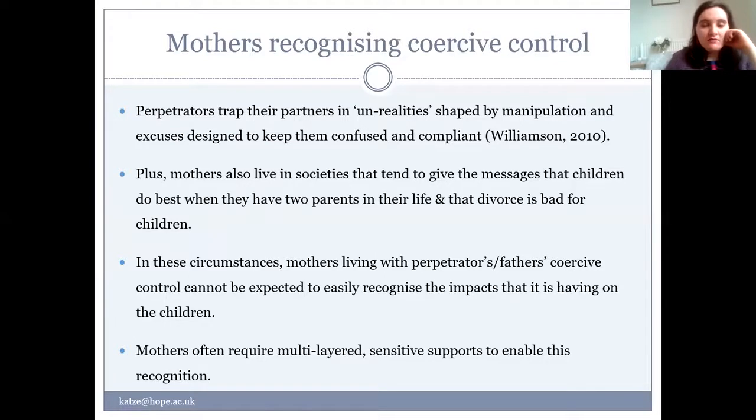And plus, the mums were also living in societies that tend to give the messages that children do best when they have two parents in their life and that divorce is bad for children. So in these circumstances, mums living with this kind of coercive control can't be expected to easily recognise the impacts it's having on the children, and they often require multi-layered and sensitive supports to enable them to recognise this fully.